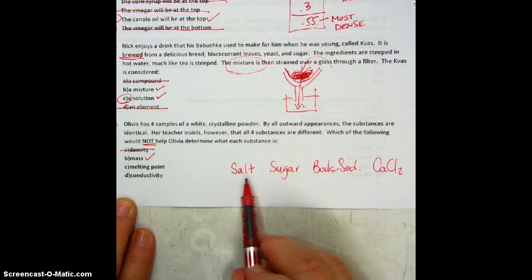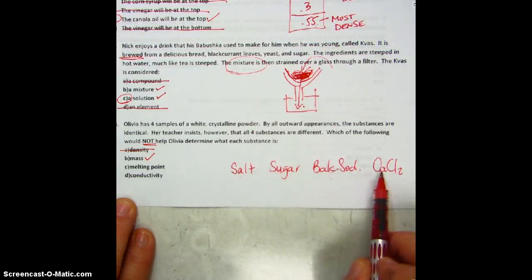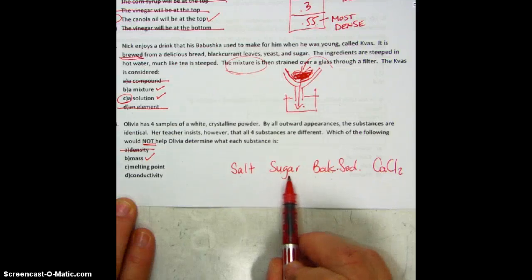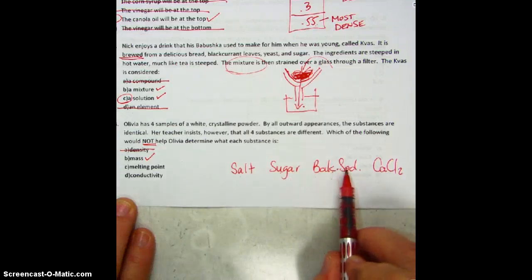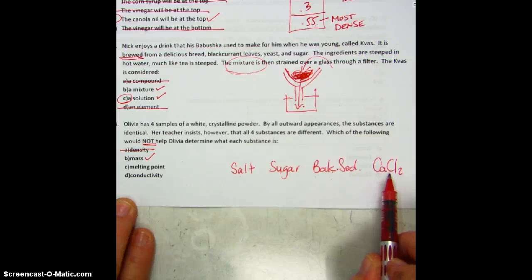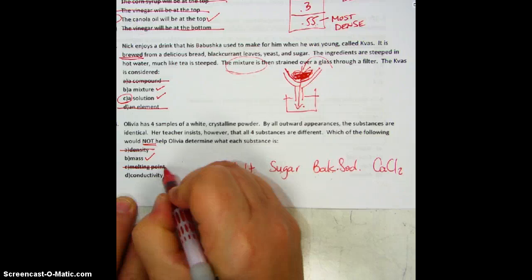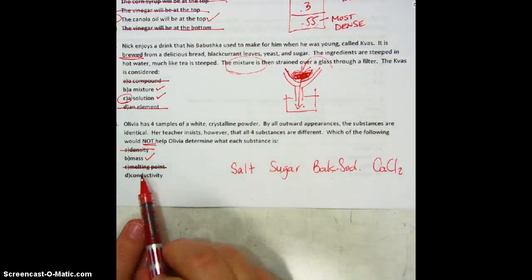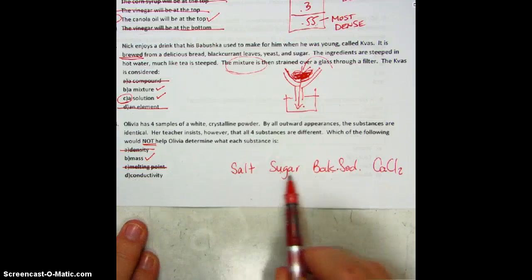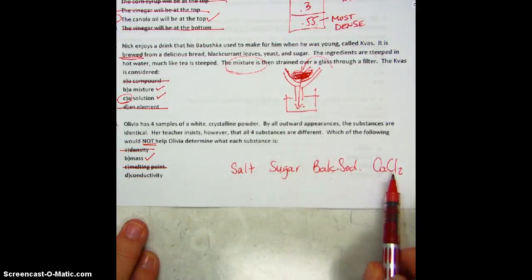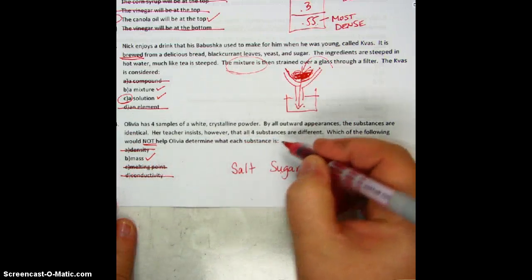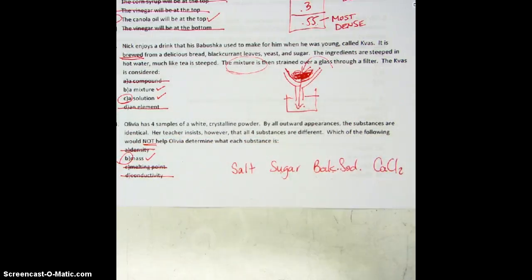The melting point. Each of these substances has their own melting point. And the melting point of salt is different from the melting point of sugar, which is different from the melting point of baking soda, and different from the melting point of calcium chloride. So that would help me determine what the substance was. And conductivity, each of these has their own conductivity. So that would help me. So I'm looking for things that would not help me determine the substance. So there we go, it's mass.